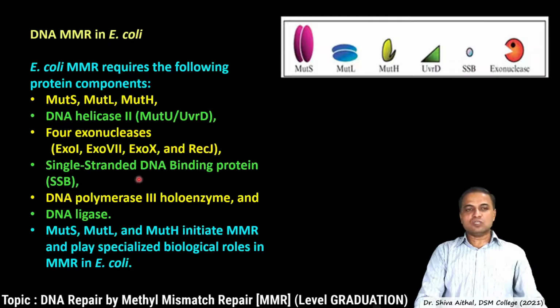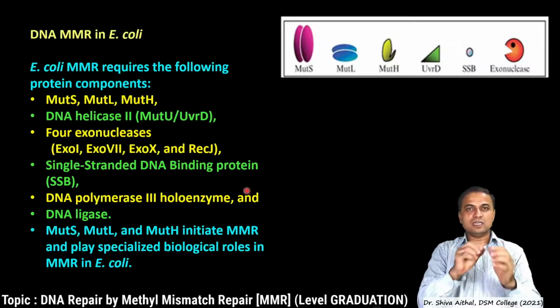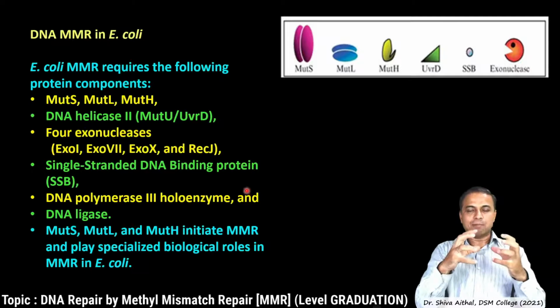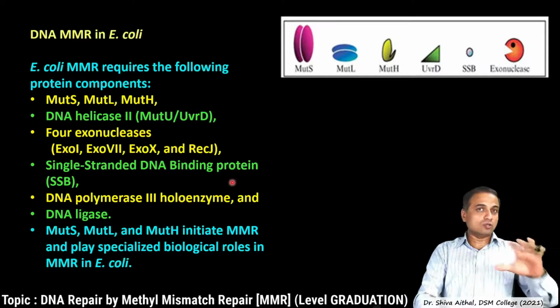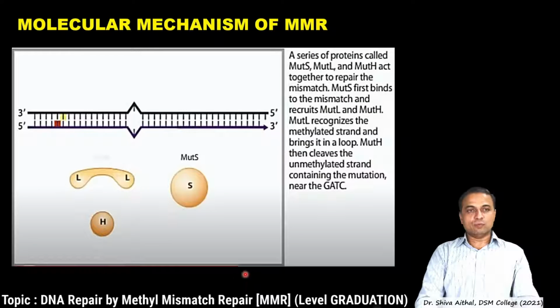So the next enzyme is single stranded binding protein, then the DNA polymerase holoenzyme. Holoenzyme means, as you have seen in the animation, only the beta clamp and one of the subunits is needed. Not the whole DNA polymerase, only the holoenzyme is needed. Apart from that, DNA ligase. MutS, MutL, MutH are the ones which initiate the mismatch repair, and we have seen that they have a very important role in the survival of the cell in high rates of mutation.